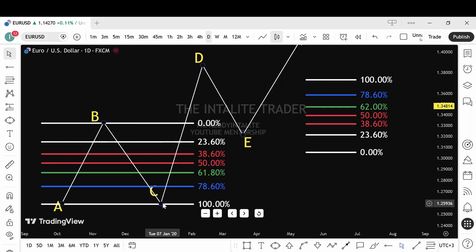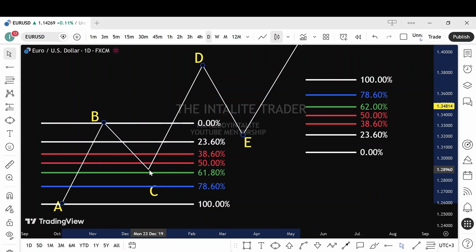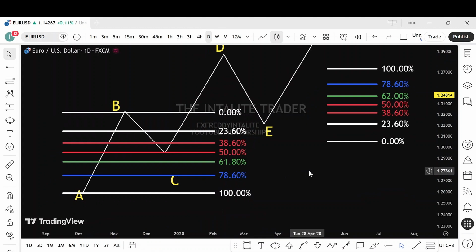I repeat, it is called a Fibonacci retracement. We are looking at the retracement. So you put this here and you wait for price to pull back. If price pulls back to, let's say, 23, it means it has made a correction or a pullback of this previous A to B move by 23%.